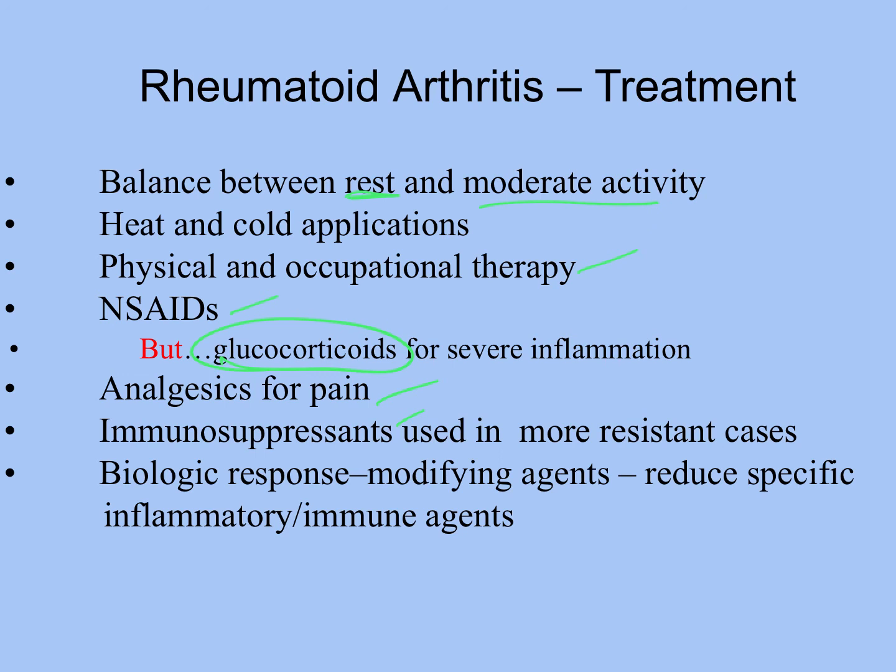And also, there are biological response modifying agents, and their job is to reduce specific inflammatory or immune agents. So there are some specific agents that are known to be involved in the process of rheumatoid arthritis, the inflammatory process, and so there are certain agents that will attack just those molecules to help reduce the exacerbations.